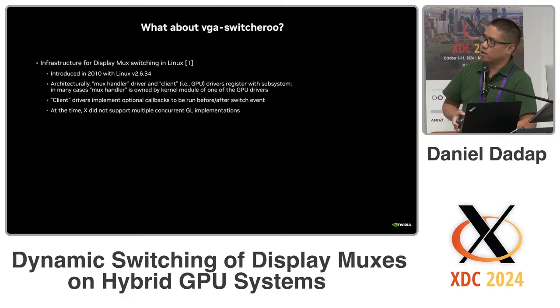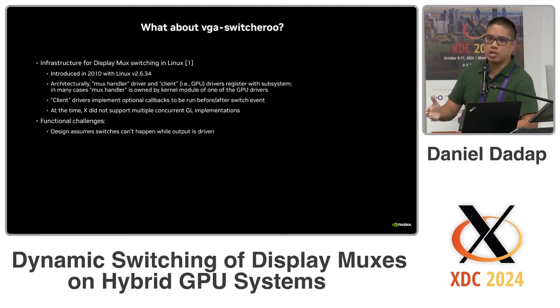In 2010, when vga-switcheroo was introduced, X did not support multiple concurrent OpenGL implementations. So there's some design fault from that and resulting functional challenges. And the biggest one here is that because you couldn't have more than one GL implementation working in X at the time vga-switcheroo was designed, the design assumes that you can't switch the Mux at all while you're driving the output. And that's the whole point of dynamic Mux switching: we're switching while we're driving the output.